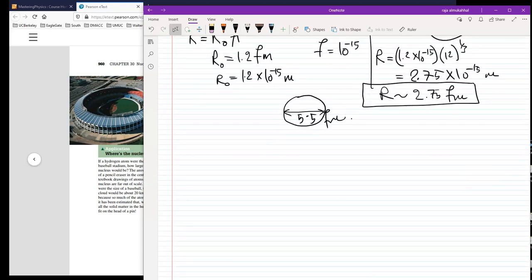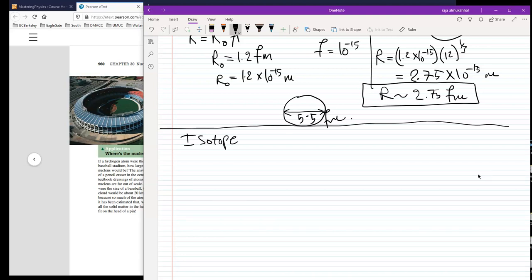isotope. And I am assuming that you've already read the chapter. You know the meaning of the word isotope. Very important word. An isotope is basically an element or atom that has the same Z but different N, the number of neutrons.